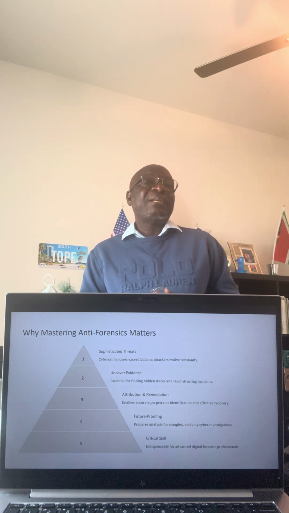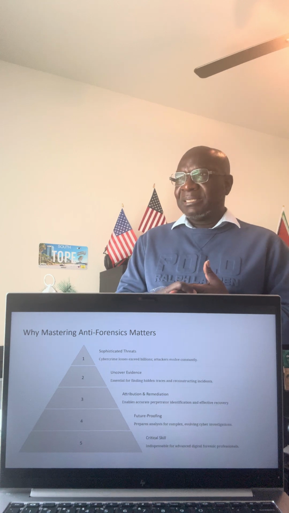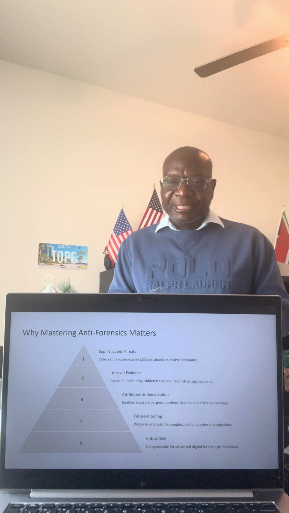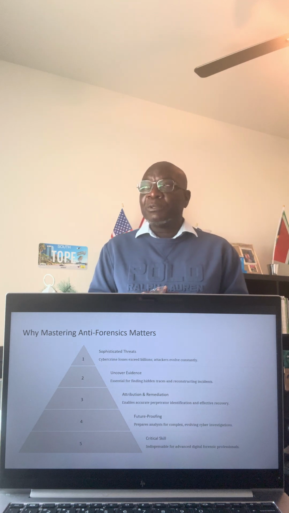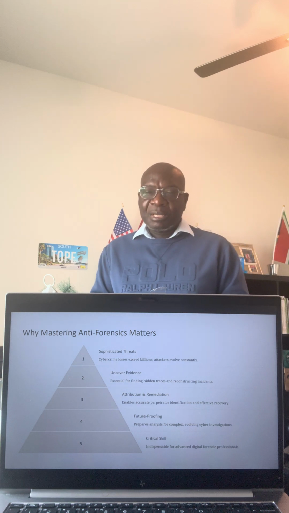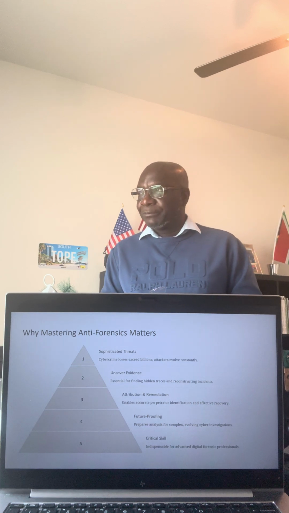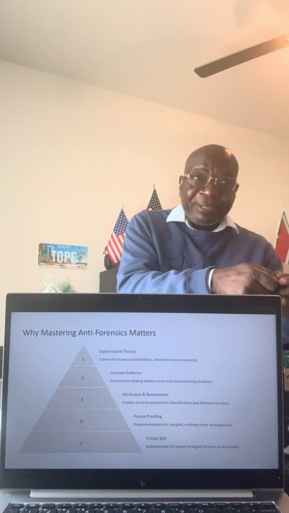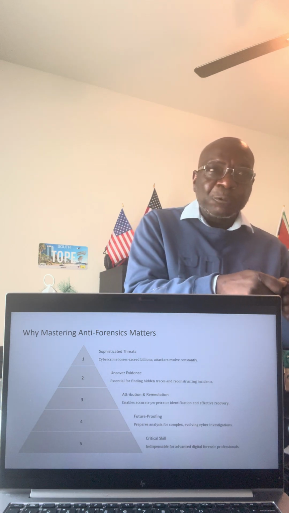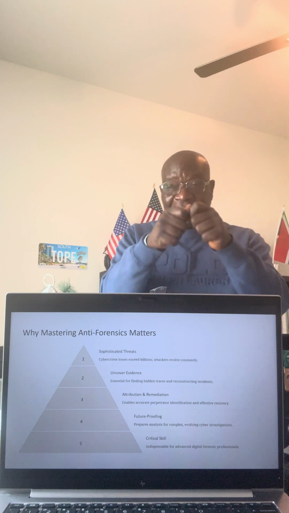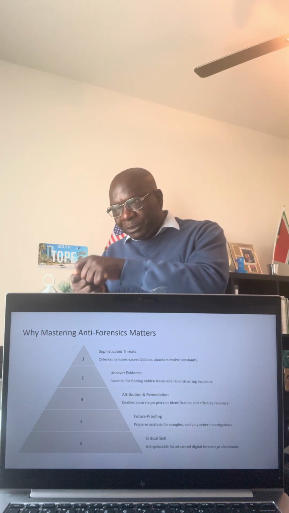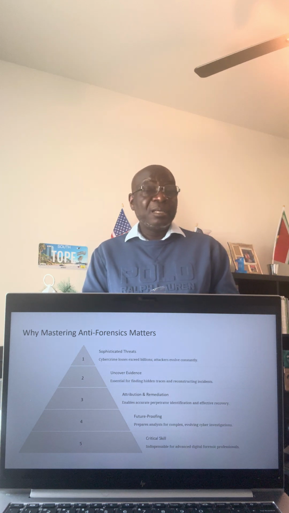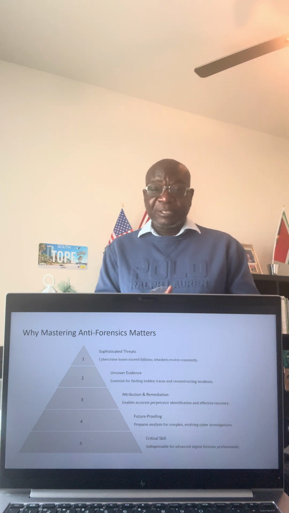Another important reason why the study of anti-forensic activities matters is attribution and remediation. This enables accurate perpetrator identification and effective recovery. Yes, that's exactly what I just said previously. This will help us identify the actual person who committed the offense and mete out appropriate punishment, rather than allowing an innocent person to suffer for nothing.